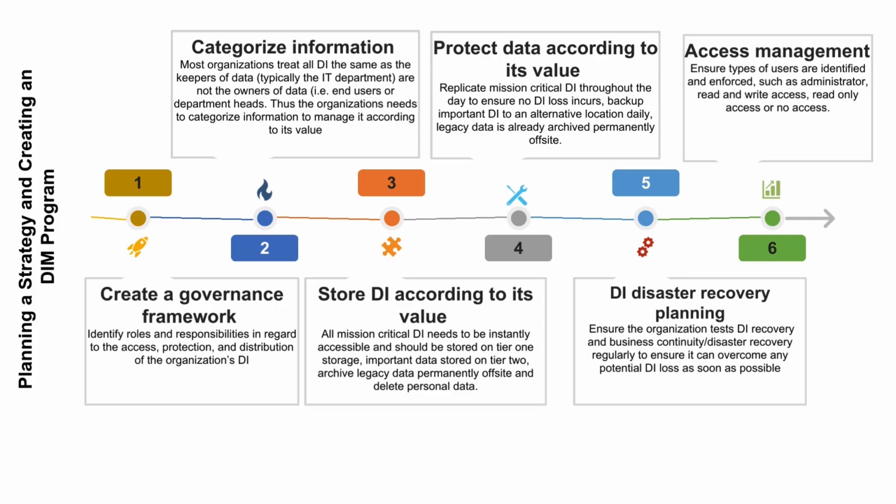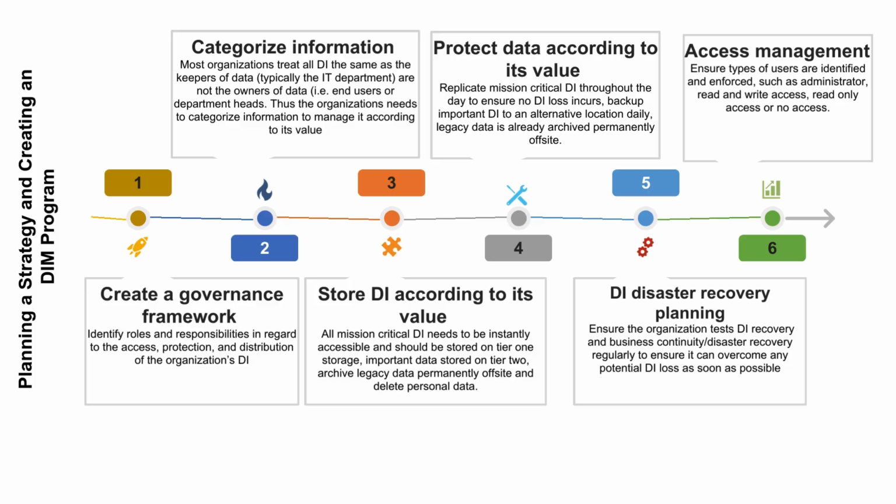The organization first creates a governance framework. It clearly defines roles and responsibilities. For example, department heads are identified as data owners, the IT unit manages the systems as data custodians, and management sets policies for access, protection, and distribution. This ensures everyone understands who is responsible for what when handling digital information.